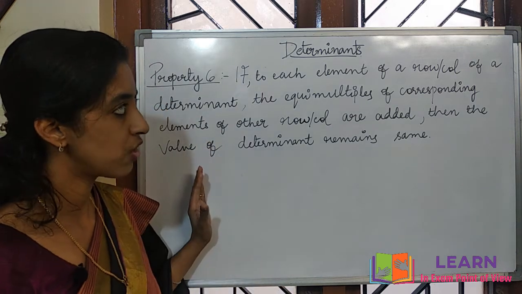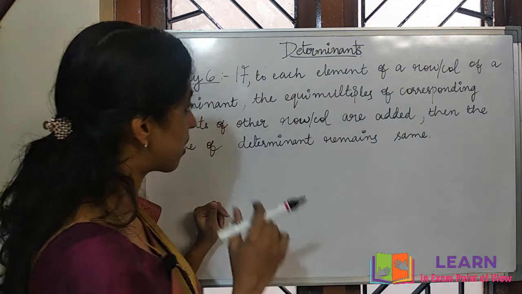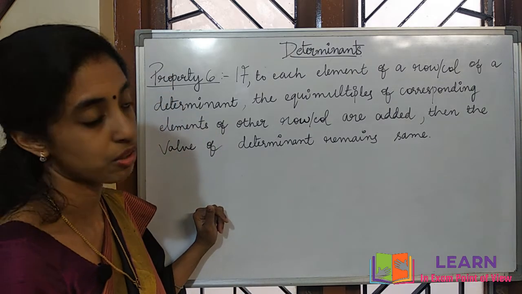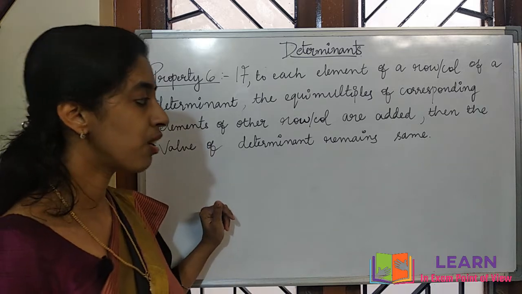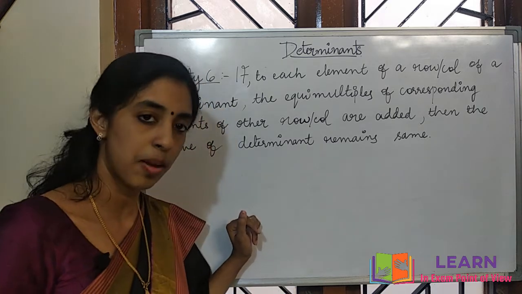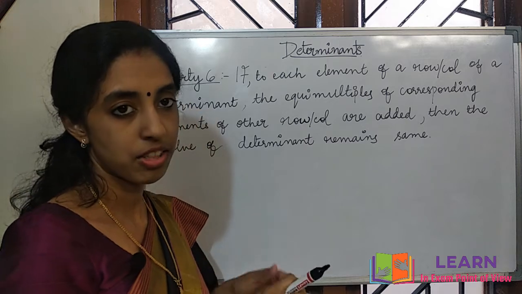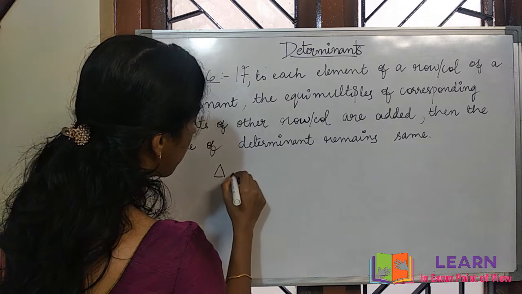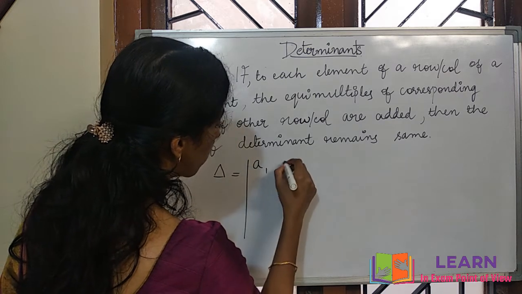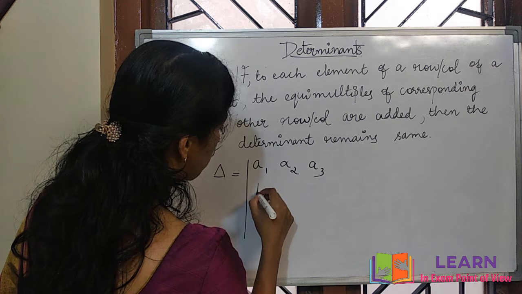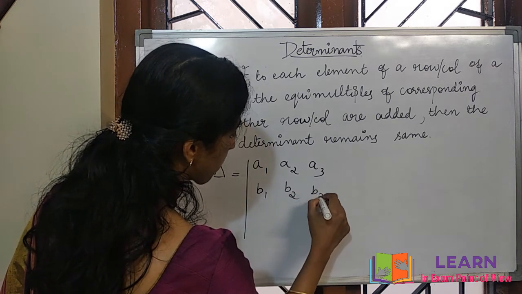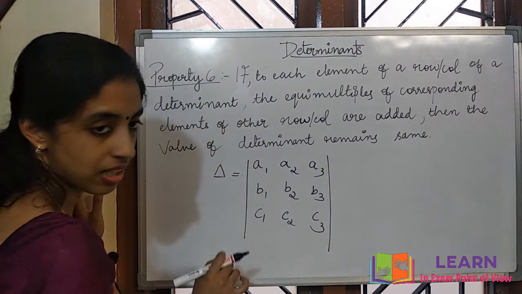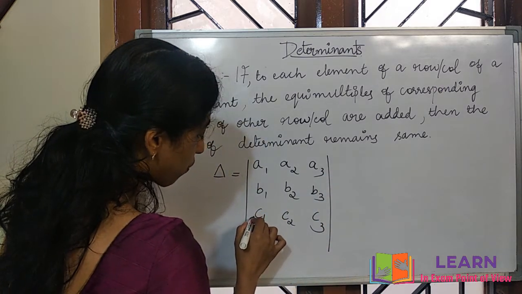Here, if to each element of a row or column of a determinant, the equimultiples of corresponding elements of another row or column are added, then the value of the determinant remains the same. It's a little bit lengthy, so I will show it with an example, then it will be clearer. If delta is any determinant, let it be A1, A2, A3, B1, B2, B3, then C1, C2, C3. This determinant is delta. Now we are going to perform the operation.